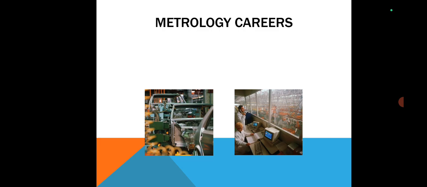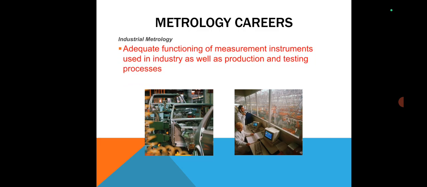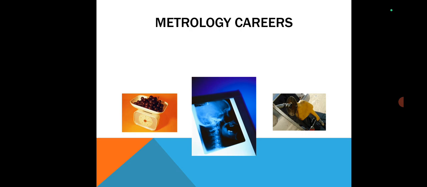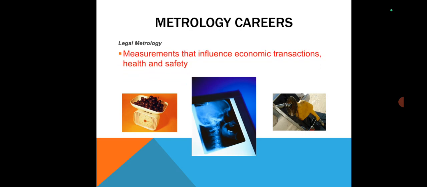Metrology has two types. The first one is industrial metrology, and the second one is legal metrology. In industrial metrology, there is adequate functioning of measuring instruments used in industry, mainly in production and testing purposes. Then what is legal metrology? Legal metrology mainly influences economic transactions and serves health and safety purposes.